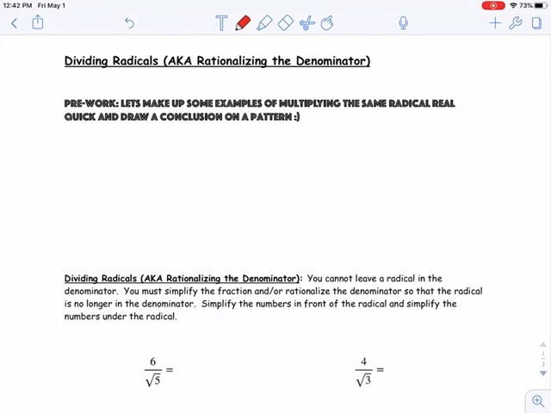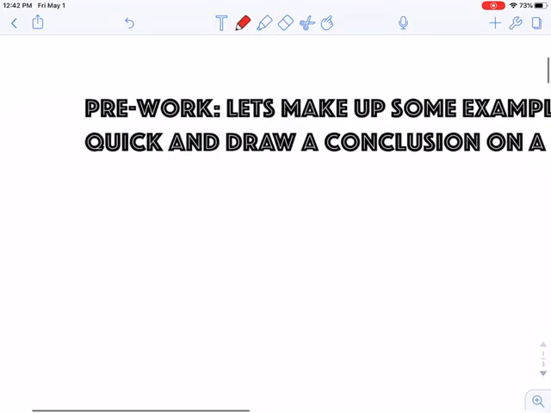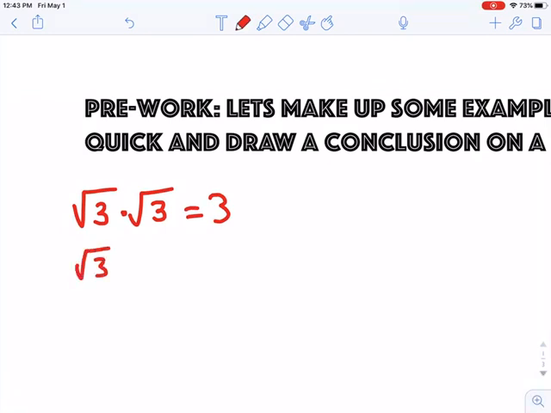Before we do dividing radicals, we're going to do some pre-work. Let's make up some examples of multiplying the same radical real quick, and then we'll draw a conclusion on a pattern. I want you guys to think of a number. 3. I read some of your brains. You were thinking of 3. The square root of 3 times the square root of 3 is equal to 3. I was able to do that in my head. Why? The square root of 3 times the square root of 3 is just the square root of 3 squared.